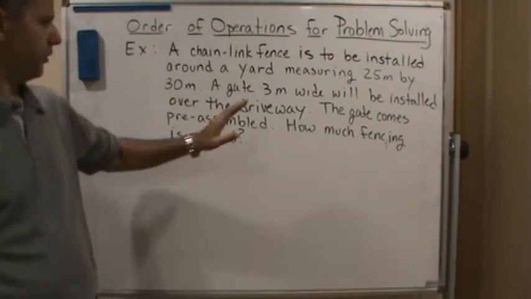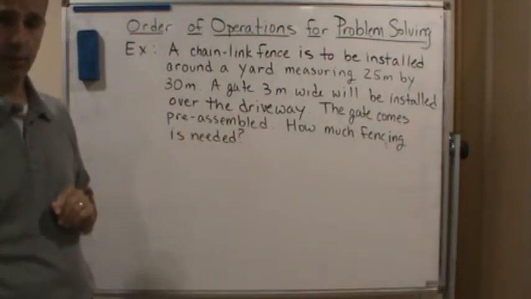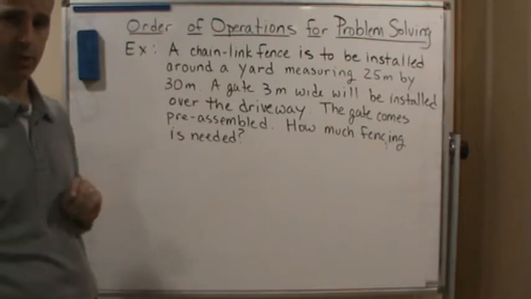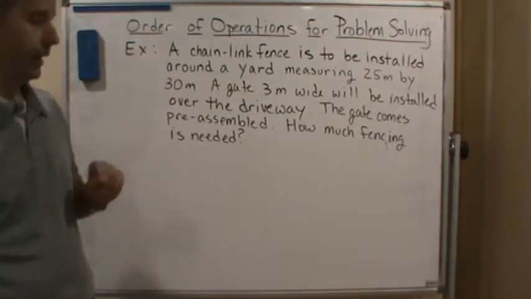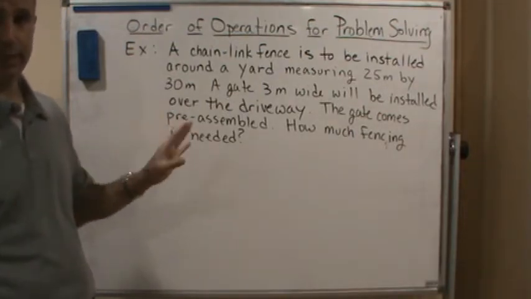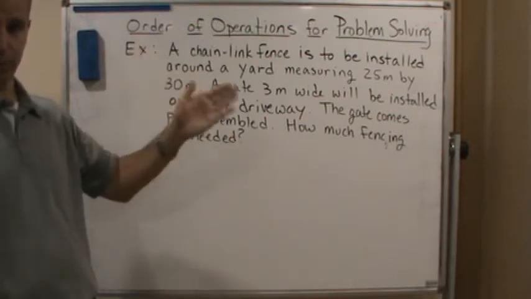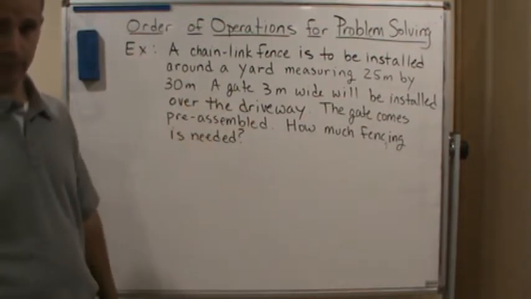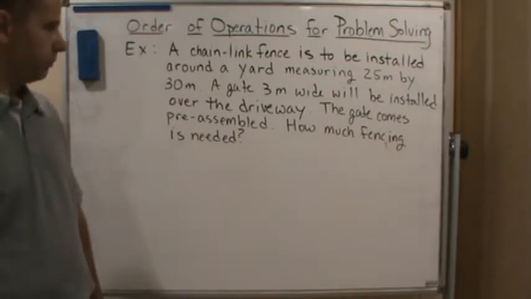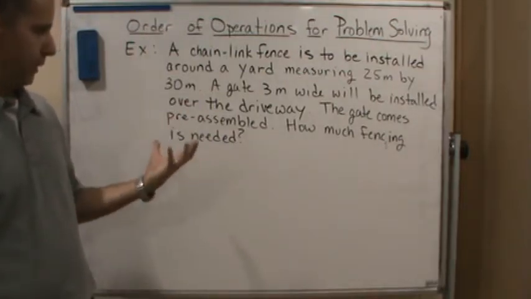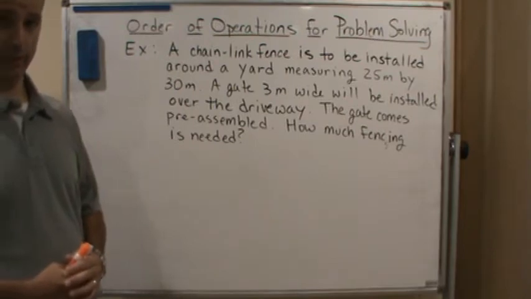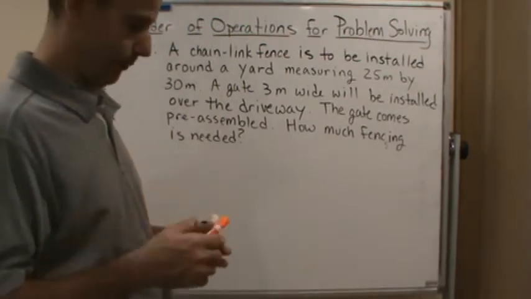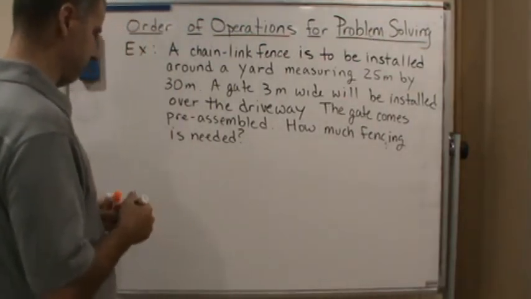They're also going to install a gate that's 3 meters wide that goes across the driveway. The gate comes pre-assembled, so they're just going to put the gate in once the fence is put up. How much fencing are they going to need? The first step, remember, is we have to have a formula. So let's write the formula.